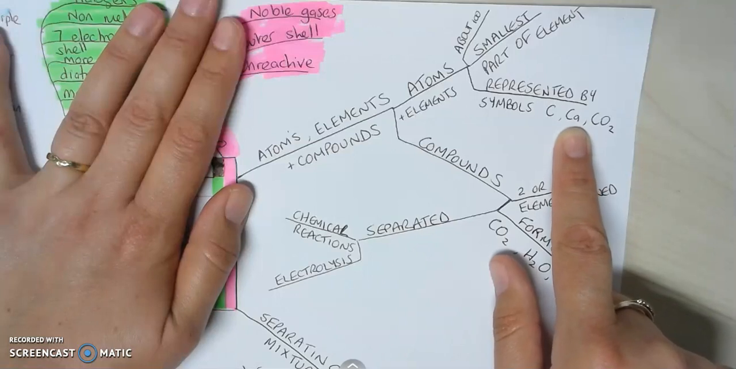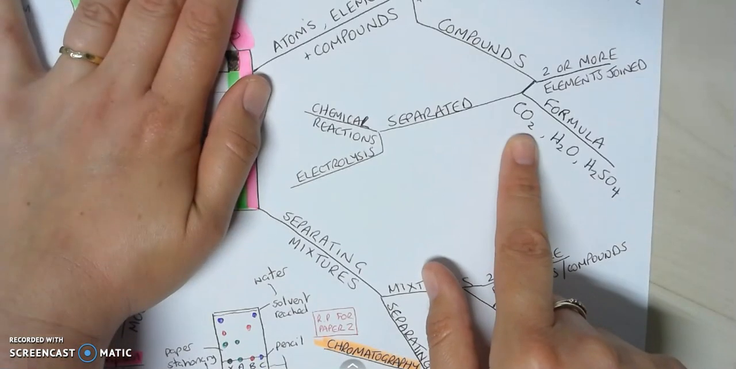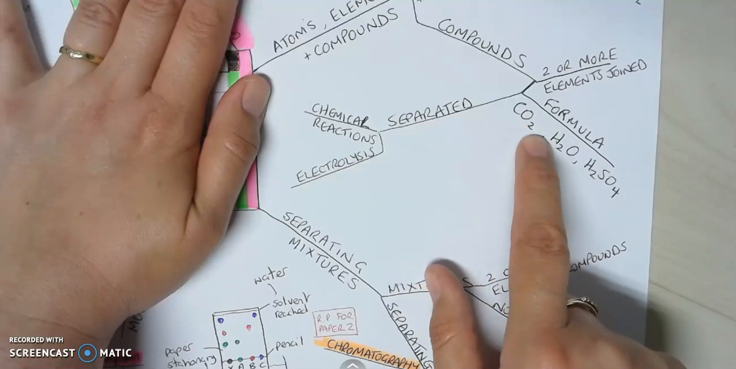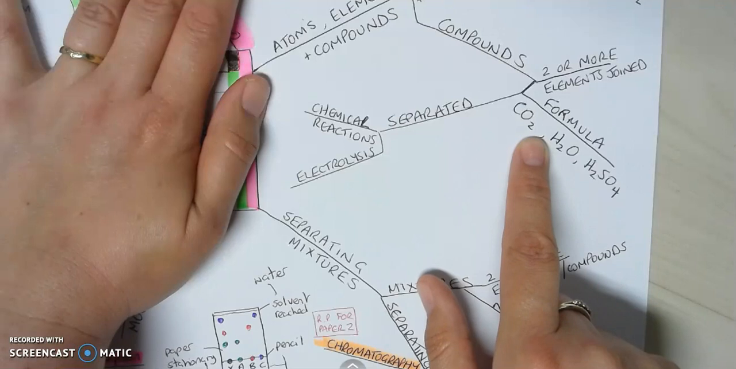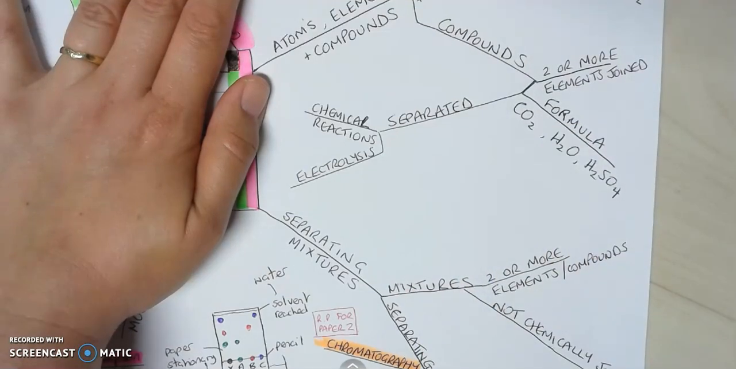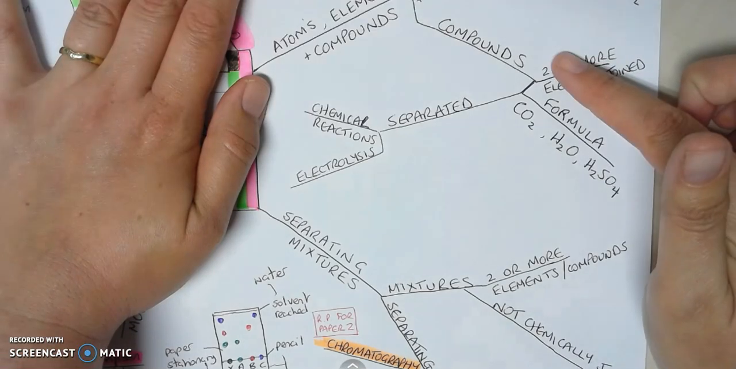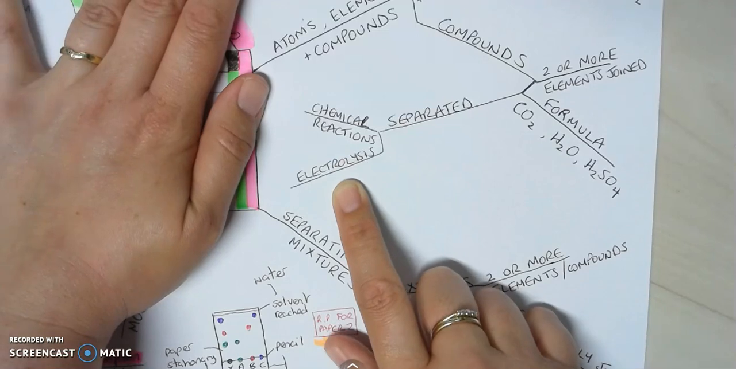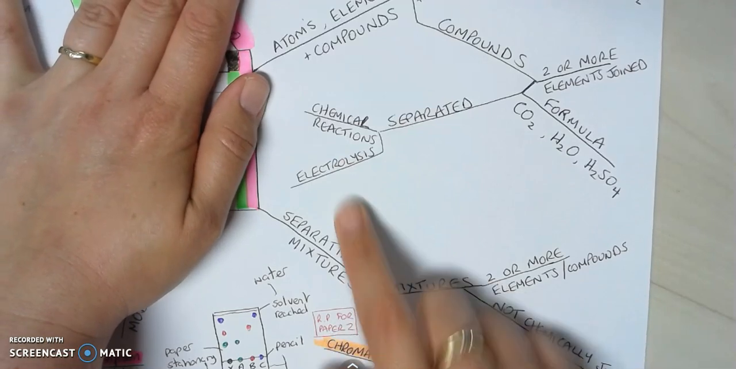And also make sure that if you are putting a little number 2 by the side to show it's 2 oxygens, that you really make sure it's subscript, otherwise, if you make it too big, you won't get the mark. How are compounds separated? Well, they can be separated through chemical reactions or electrolysis, and we'll look at those in later videos.